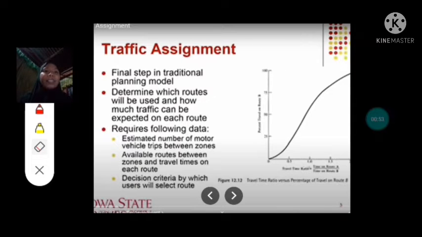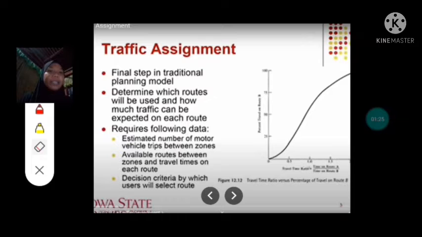So, traffic assignment. At this part, we are in the final step in the traditional planning model. We are going to determine which routes will be used and how much traffic can be expected on each route. It requires the following data: the estimated number of motor vehicle trips between zones, available routes between zones, and travel times on each route. Then after that is the decision criteria by which users will select the routes.